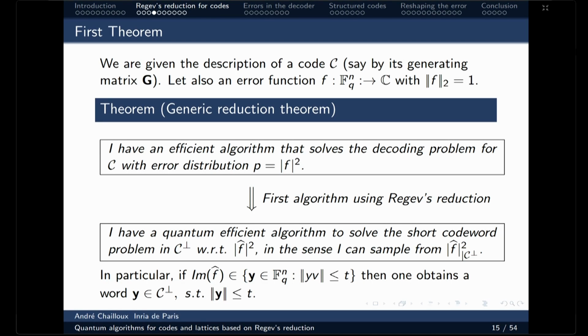But if you want to look at it in simpler terms, if f hat, the image, is restricted to words of small weight t, then you obtain a dual code word with weight at most t, right? And I didn't specify the norm, but it can be any norm. It works for the Hamming weight, 2-norm, infinity norm, whatever, right? So I didn't specify because this is totally independent of what you actually choose. This is a very general reduction. Okay, so this is a rephrasing, and it's a very clean algorithm that I'm going to present you now.